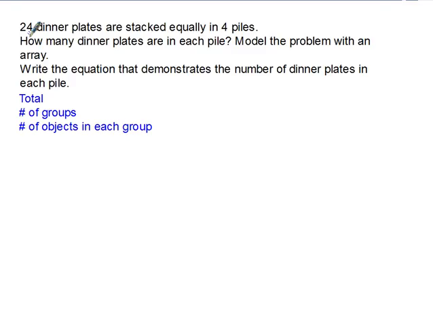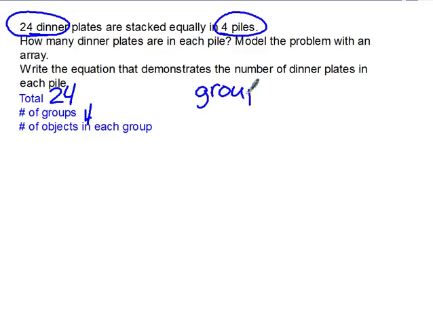So the first thing that you did was you found the number 24 dinner plates and 4 piles. The plates are being stacked into piles. So we know that 24 is going to be the total number of plates, and we know that the piles is going to tell us how many groups. So there are 4. So now we need to know how many in each group. Well, again, groups means the same as rows. So we can put 4 rows.